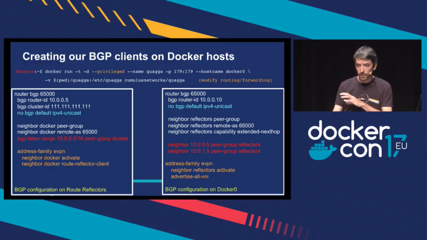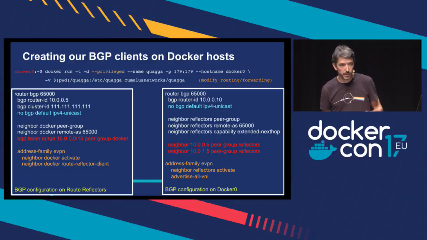And I gave you the main part of the BGP configuration on both route reflectors and the BGP client, the Docker hosts. And what's important on both, in blue, is that I'm not going to advertise any IPv4 prefixes, because I'm only interested in EVPN, sorry. And what's in red is the connection between BGP routers.